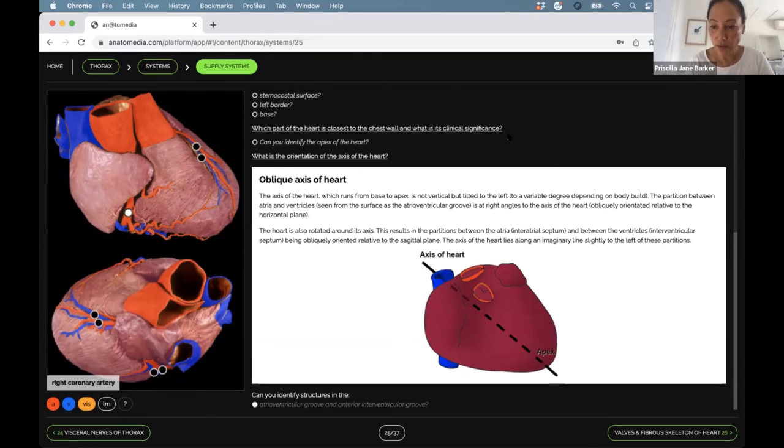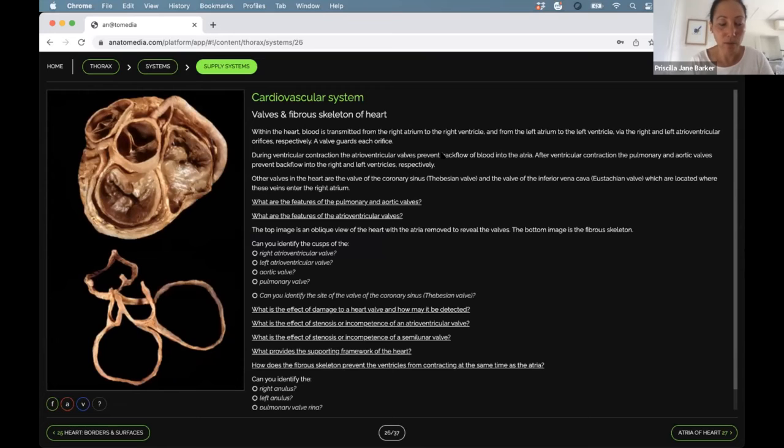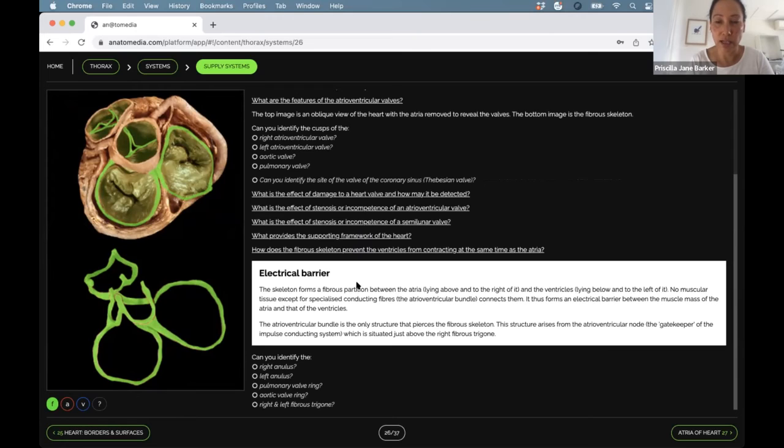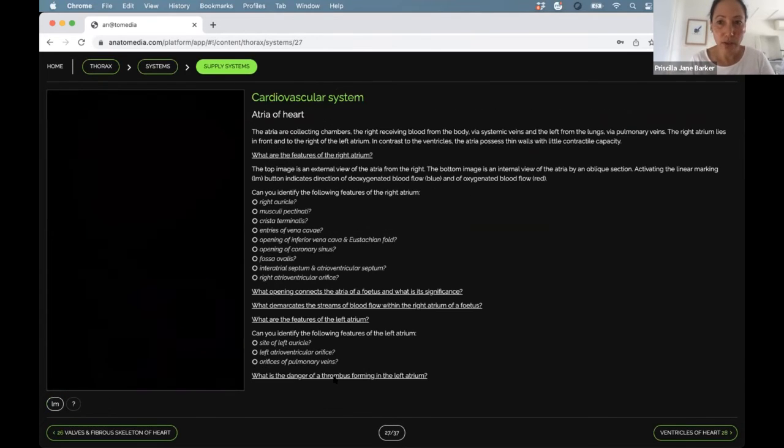But then there's also, if we keep going through this, some really fantastic dissections, like of the fibrous skeleton of the heart, for example, which is quite rare to see a real example of. But there are a lot of clinical questions. So how does the fibrous skeleton prevent the ventricles from contracting at the same time as the atria? It provides an electrical barrier that really facilitates the heart being an effective pump by interrupting that transmission of nerve signals between the two. So there's a lot of clinical questions in there.